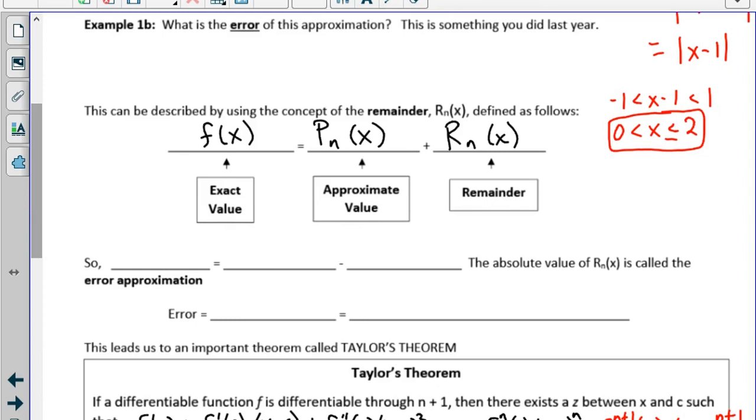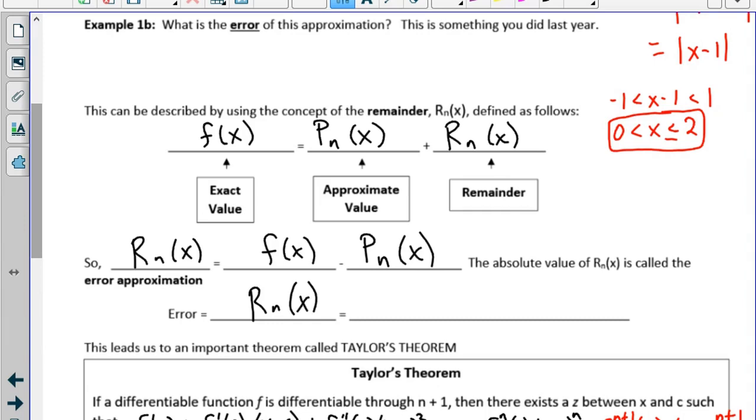So if I solve for the remainder, it is equal to the function value minus the polynomial. And we call the absolute value of this remainder the error approximation. So the remainder, or the error, is pretty much equal to this function value minus the polynomial, and we take the absolute value of those to consider that the error. This is called Taylor's theorem.